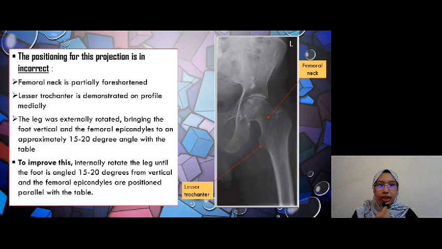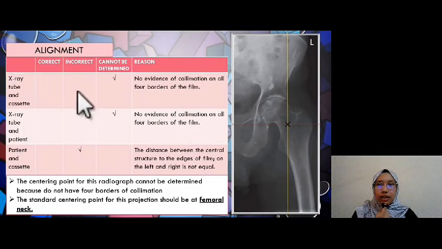Okay, next. For alignment A, the alignment between X-ray tube and cassette cannot be determined because there is no evidence of collimation on all four borders of the film. The alignment between X-ray tube and patient cannot be determined too because there is no evidence of collimation on all four borders of the film.